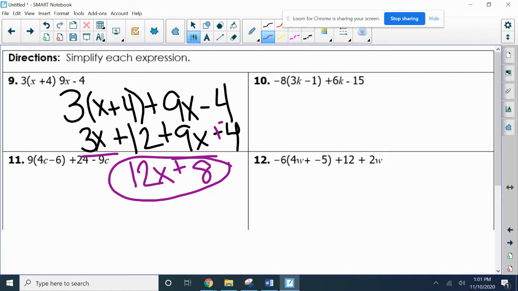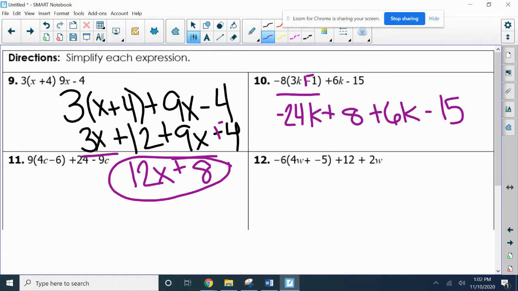All right. Let's go ahead and do another one. So again, I'm going to distribute first. So I have negative 8 times 3k. So negative 8 times 3 is negative 24. Keep the k. We're going to make this plus a negative. So now we see negative 8 times negative 1 is positive 8. And then we have plus 6k minus 15. And I'm going to go ahead before I even do that, say that's plus a negative.